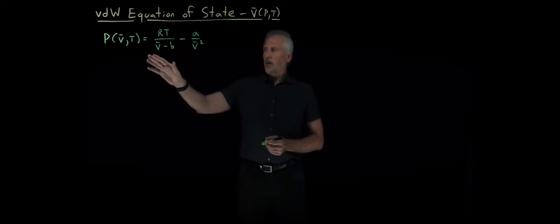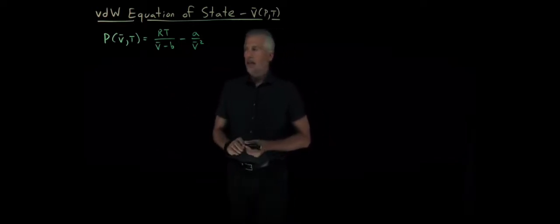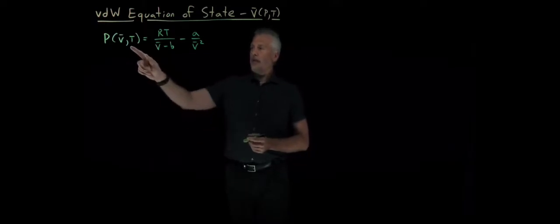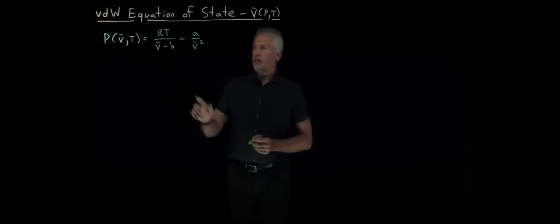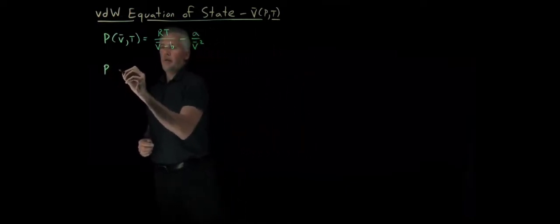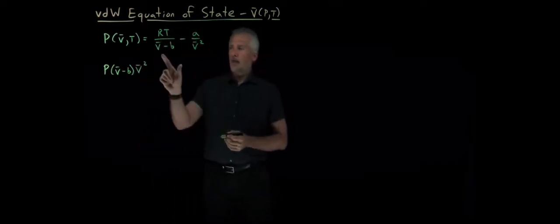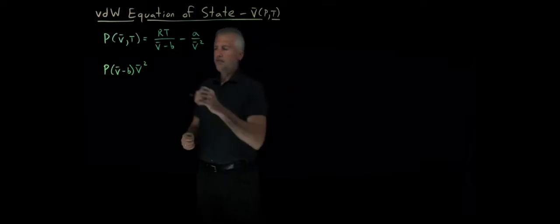So we want to be able to rearrange this expression to solve for V as a function of P and T. So let's tackle that. If I want to isolate the V bars in this equation, let's first get rid of the fractions. If I multiply all the way through by V bar minus B and also by V bar squared, that'll get rid of the two denominators.